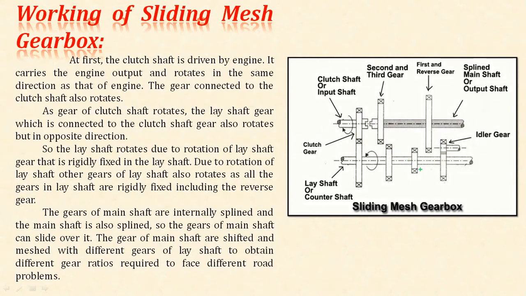In this figure, which we have already seen, this is the input shaft connected to the engine. This is the lay shaft, and this is the main shaft, which is a splined shaft. To obtain different gear ratios, we can use this arrangement in the sliding mesh gearbox. Now we can see the different gear transmissions, or gear shifting, in the next slide.